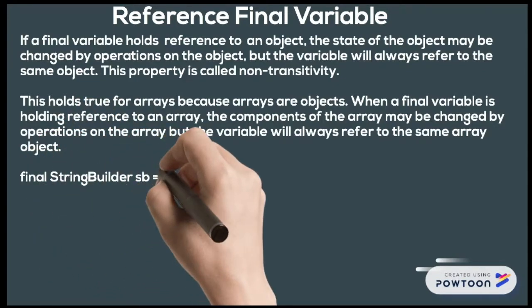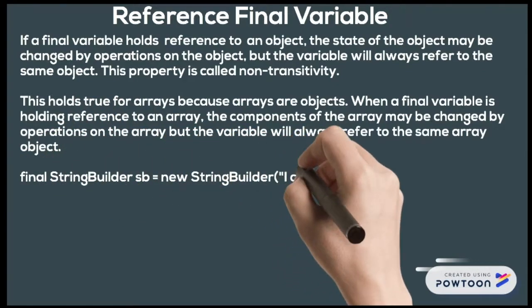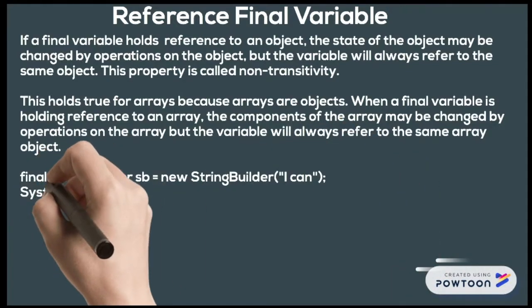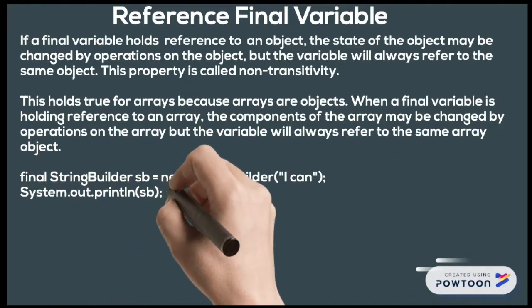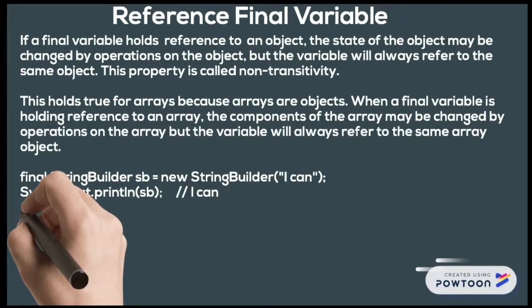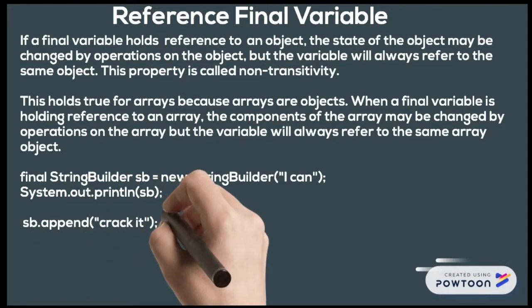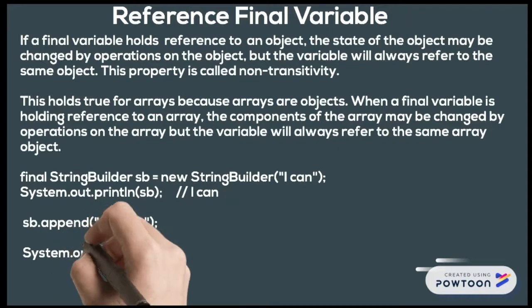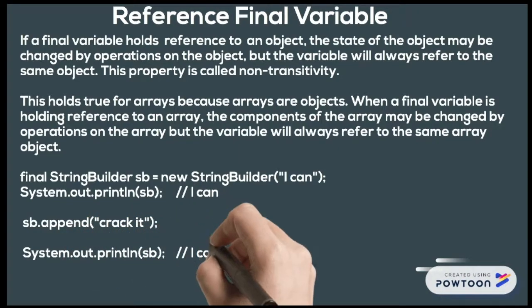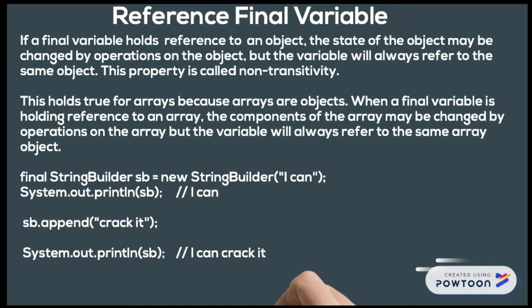Now let's have a quick look at an example. Final StringBuilder sb equals new StringBuilder("I can"), and then we are trying to print it, which will print I can. Now we are trying to modify it, and we are appending "crack it". So we are doing operations on it and we are printing it, and now it will print I can crack it. So notice this is an example of reference final variable.